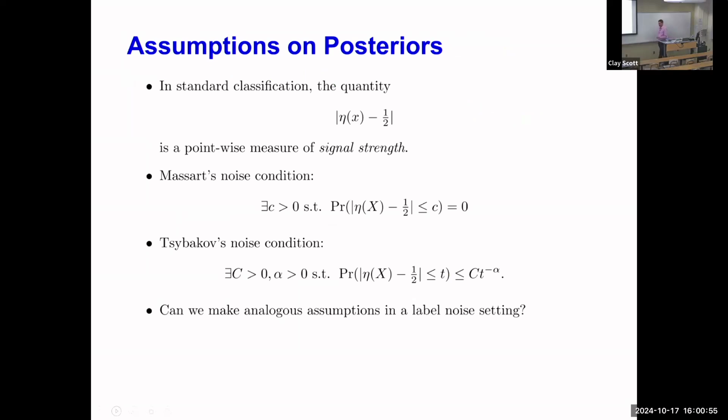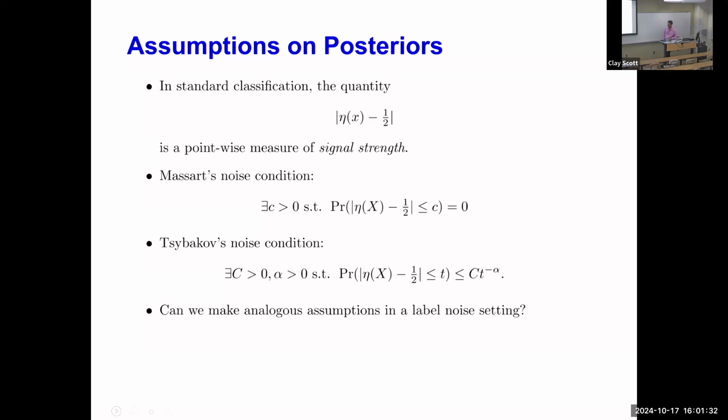Well, let's look to standard classification for some inspiration. What kinds of non-parametric assumptions are used in standard classification? The quantity, the absolute value of eta of x minus a half, is viewed as a measure of signal strength. In other words, the larger that quantity, the more confident your Bayes classifier will be about its prediction. If eta of x is 1/2, you have no confidence in your prediction. If it's 1 or 0, you have maximum confidence.